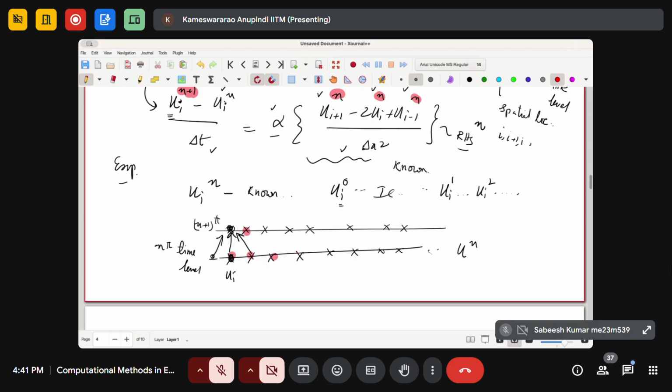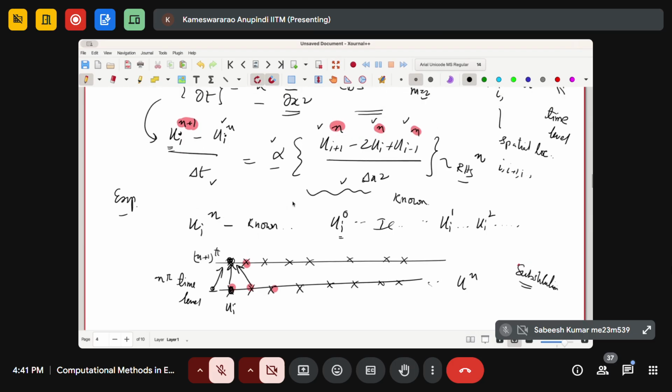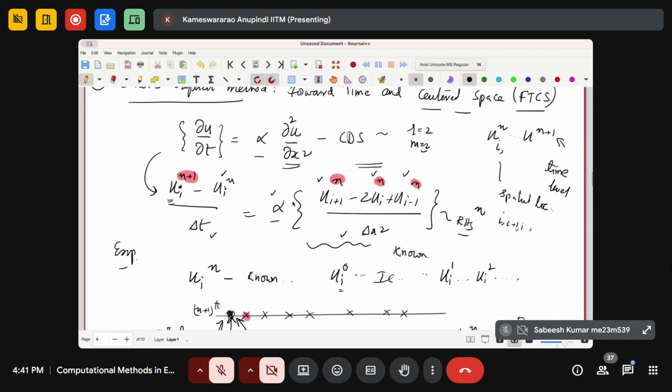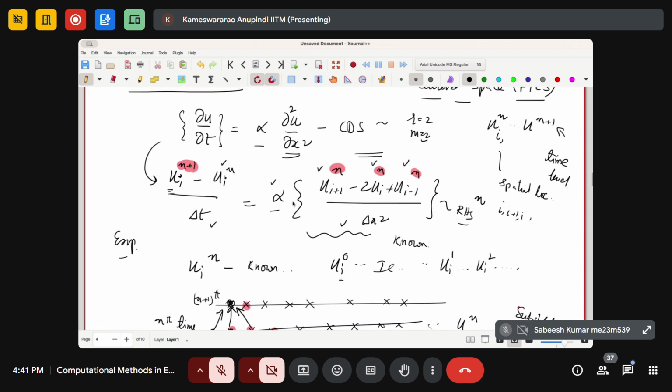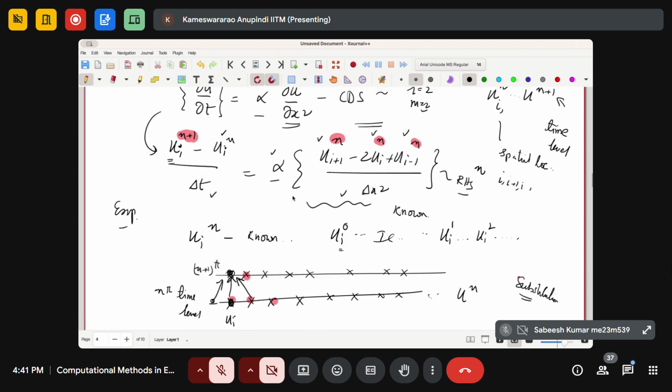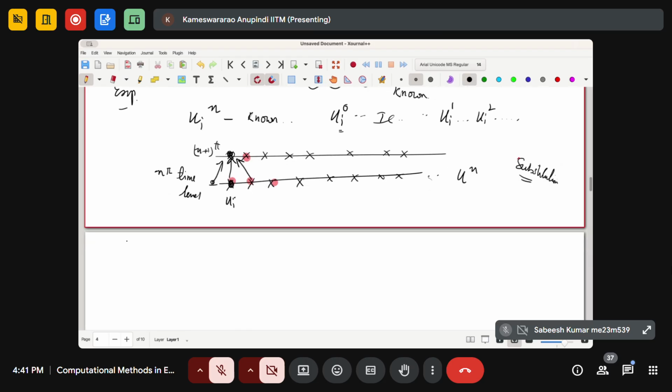And this basically requires only a substitution. There is no need for solving a system of equations. You just need to substitute everything on the right hand side and update the value on the left hand side. So that is why this is explicit. This is the easiest way to solve a partial differential equation. Just substitute and then move forward. Of course, there are problems with it, limitations and so on, that we will come to later. Now, the other method is known as Euler's implicit method.